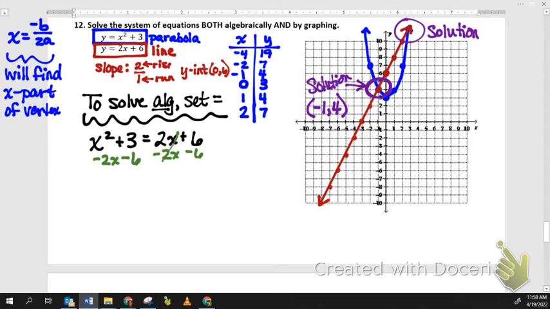We're going to set it equal to 0, so I'm subtracting 2x and 6 from both sides. X squared. I can't combine the 2x with the x squared. Can I combine the 3 and negative 6? Yeah.